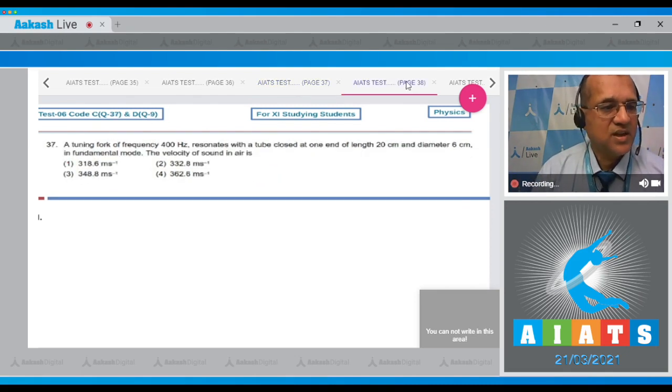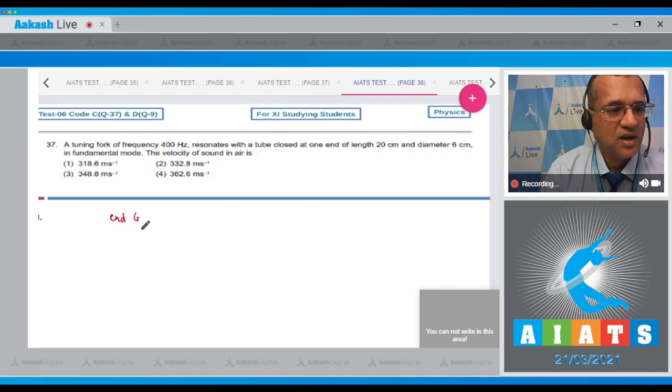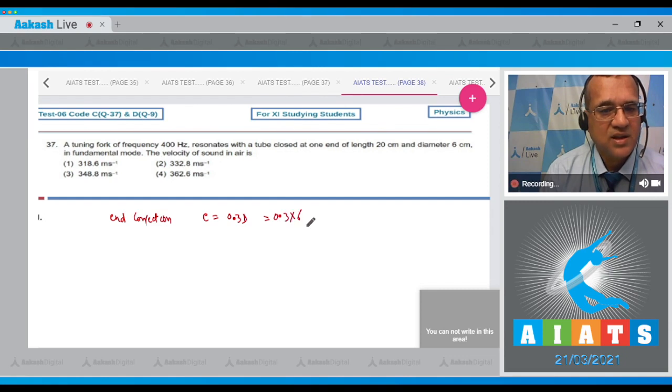Question number 37: a tuning fork of frequency 400 Hz resonates with a tube closed at one end, of length 20 cm and diameter 6 cm, in fundamental mode. Find the velocity of sound. Let's see the solution. Whenever the diameter is given, there is some end correction. End correction is 0.3 times the diameter. The diameter is 6 cm, so 0.3 into 6 is 1.8 cm, the end correction.